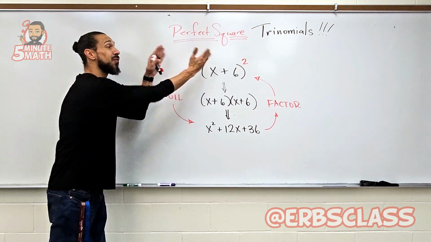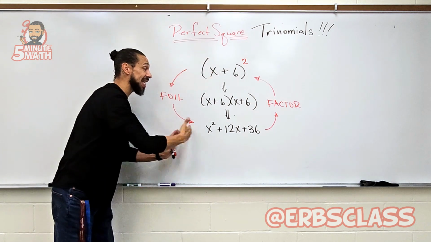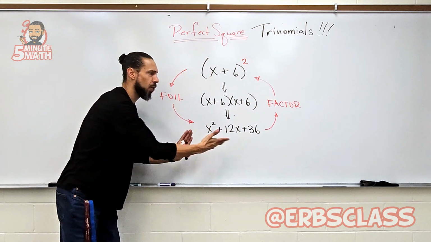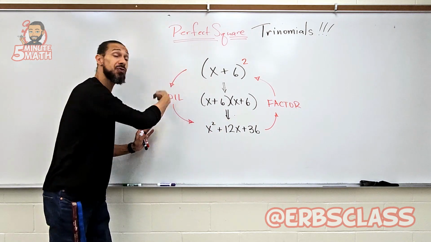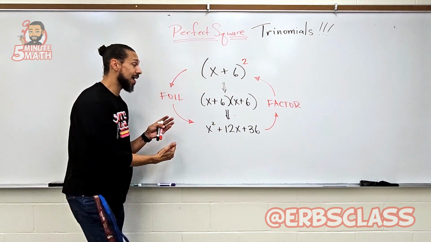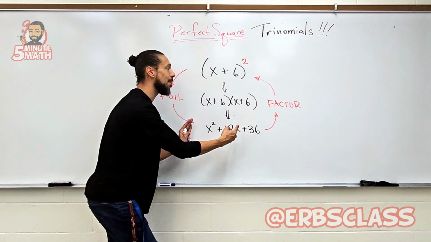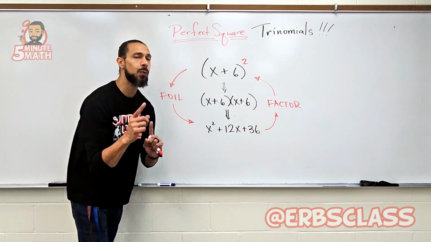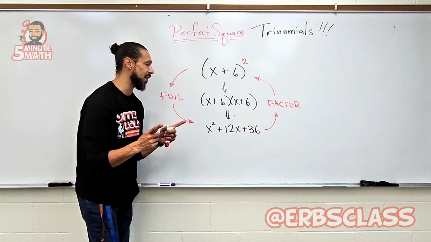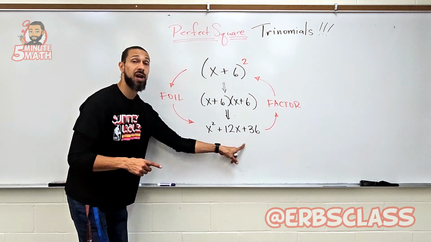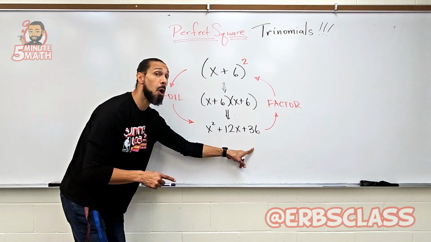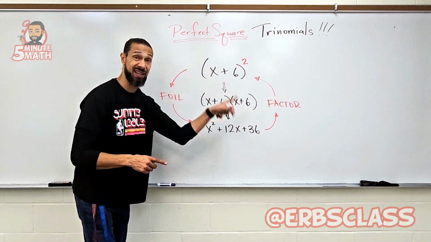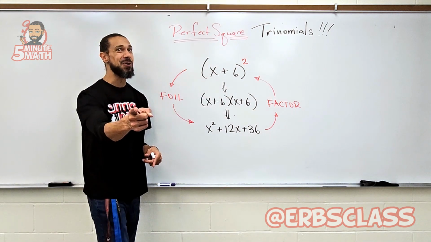To get from this factored version into the standard form or the expanded form, we use FOIL or double distribute. And to move from this standard form back to the factored version, we use factoring. Now, we can be very clever and find out if an expression is a perfect square trinomial, which then can be factored like this. Let me show you.